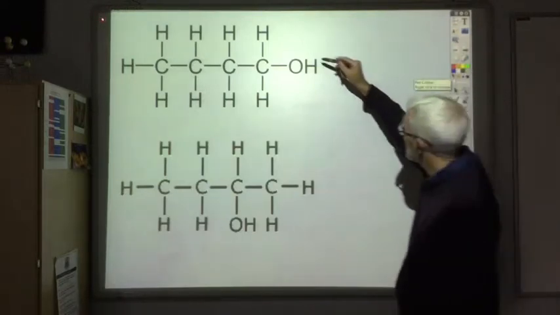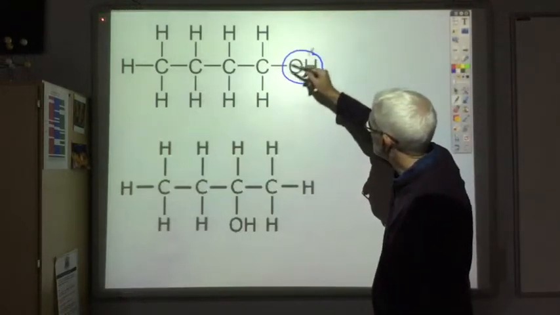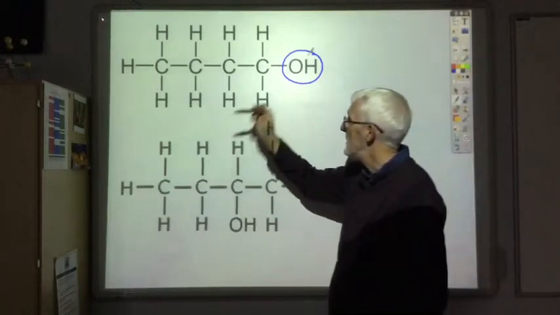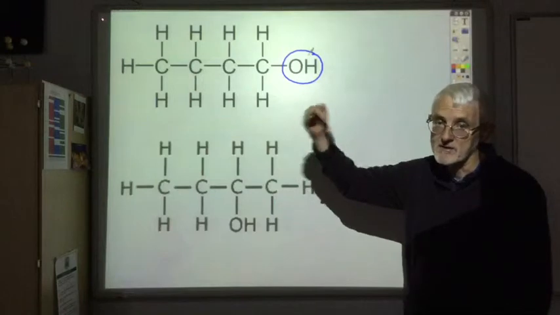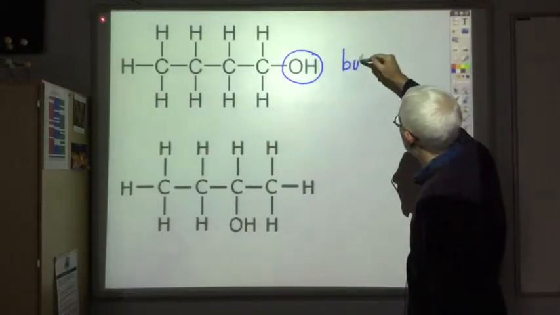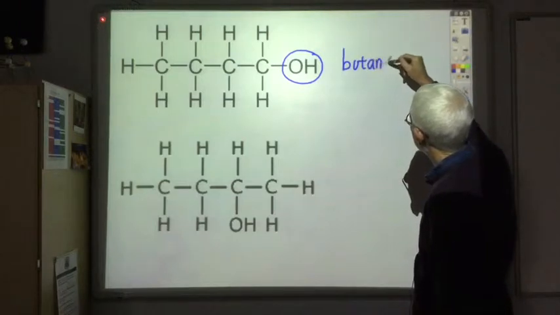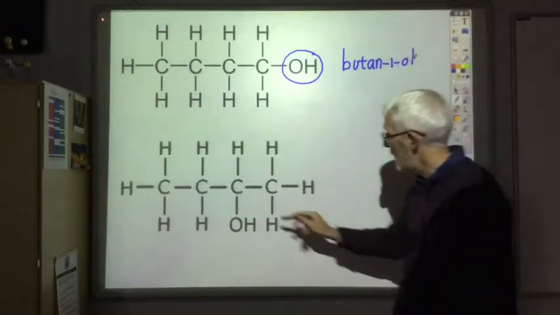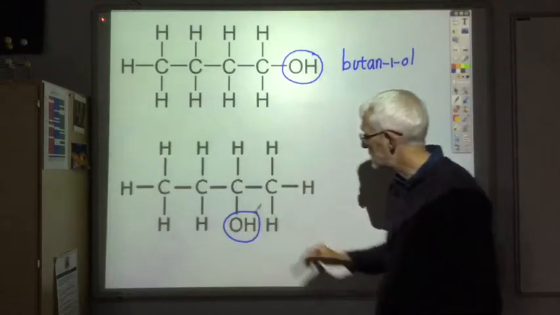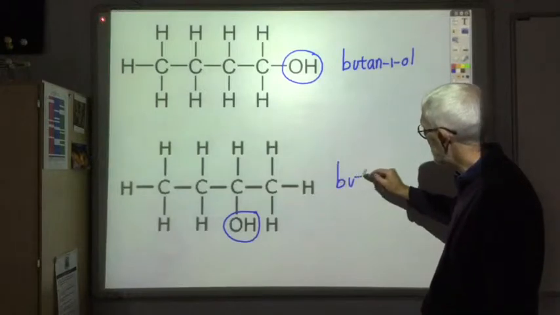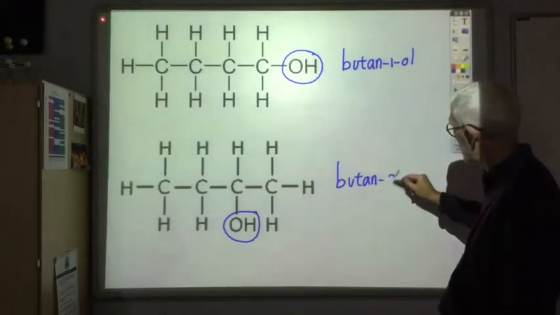So in the top example, the OH group is attached to the first carbon. Obviously, we need a number from the end that gives us the smallest number for the hydroxyl group. So that would be, instead of just being butanol, butan-1-ol. Whereas in this case, the hydroxyl group is on the second carbon. So this would be butan-2-ol.